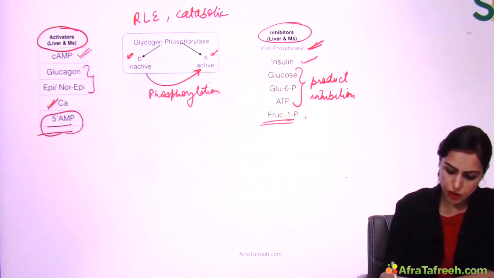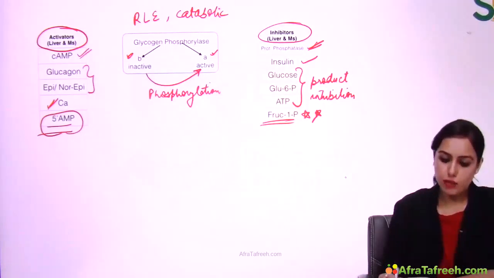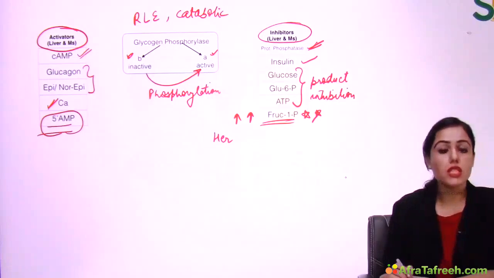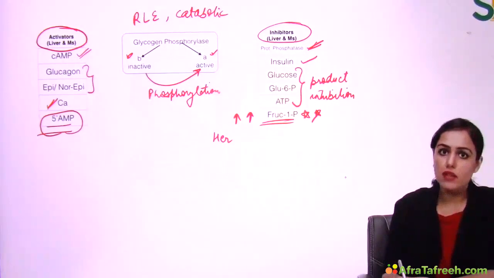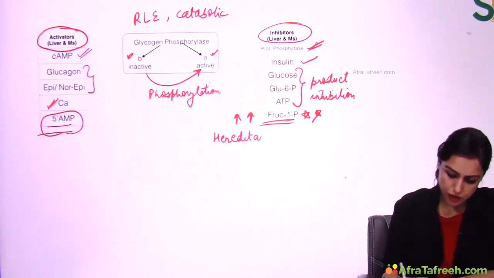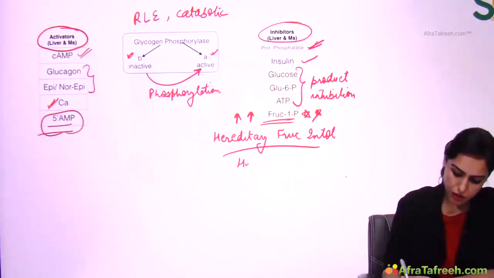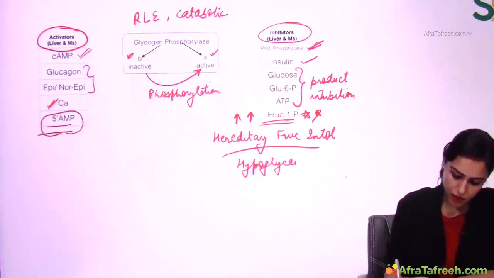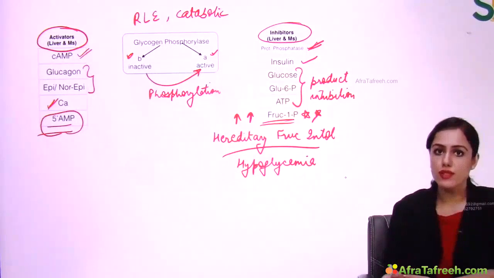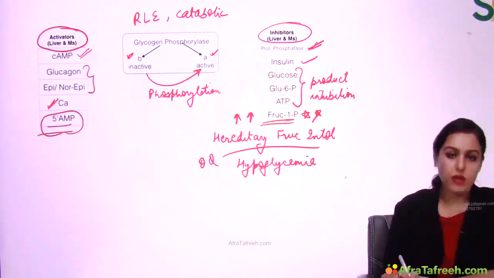The last one, very important, fructose 1-phosphate. It is the inhibitor of glycogenolysis. And let me tell you one clinical point, that fructose 1-phosphate is increased in a disease that is hereditary fructose intolerance. It is accumulated in liver in hereditary fructose intolerance. So can I say in hereditary fructose intolerance, the patients will be having hypoglycemia because this fructose 1-phosphate will inhibit liver glycogenolysis. So glucose is not released into blood, so hypoglycemia will be occurring. This point is very, very important, right?